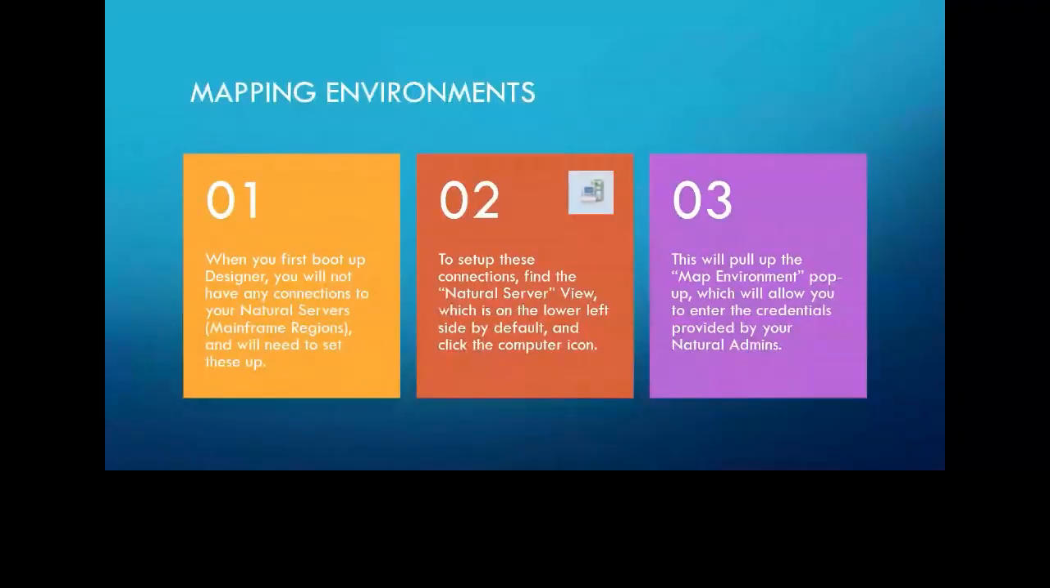When you're mapping environments, when you first boot up Designer, you won't have any connections in your natural servers view, and you'll need to set those up. To create these connections, you need to go to the natural server view, which on the original screenshot, I believe is in the lower left-hand side. Like I said, Eclipse is very playful and you can move things around, and I use the natural server pretty much for my full left side view. And in that, you'll see that little computer icon I pasted there is what you're looking to click on, and that'll pull up the map environment pop-up, which allows you to enter the credentials for any mapped environments that your office contains.